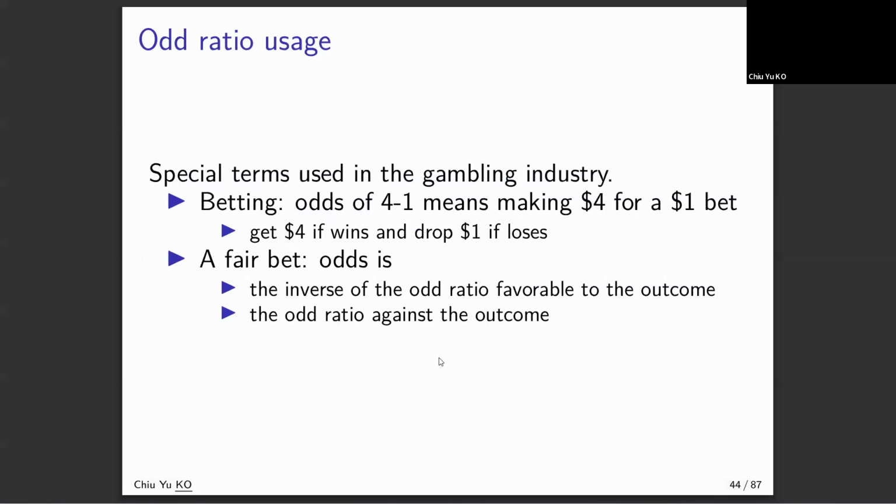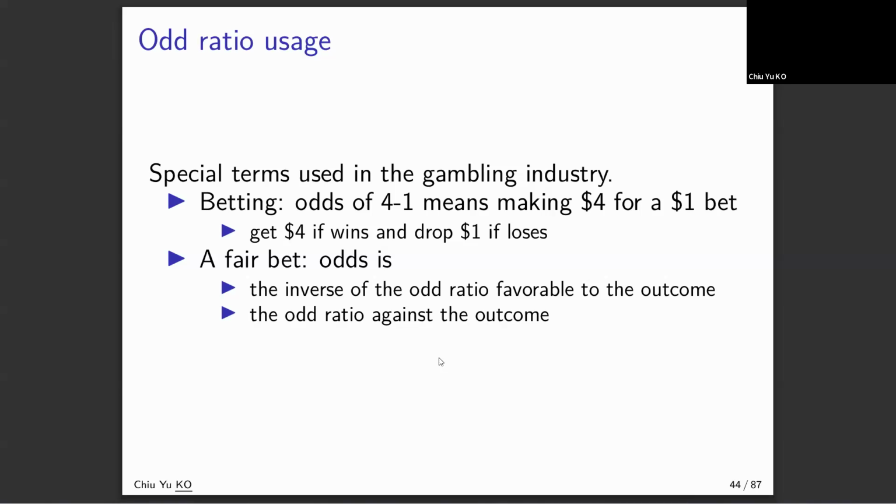So now finally, how we talk about the odds ratio in the casino, or the gambling industry. So we talk about betting. A 4 to 1 odds ratio means you bet $1 that a particular team wins. If the team wins, you get $4. Okay, that's the odds ratio. That's the quote you get when you go to the casino, you go to betting. So if you win, you win $4. If you lose, you lose $1.